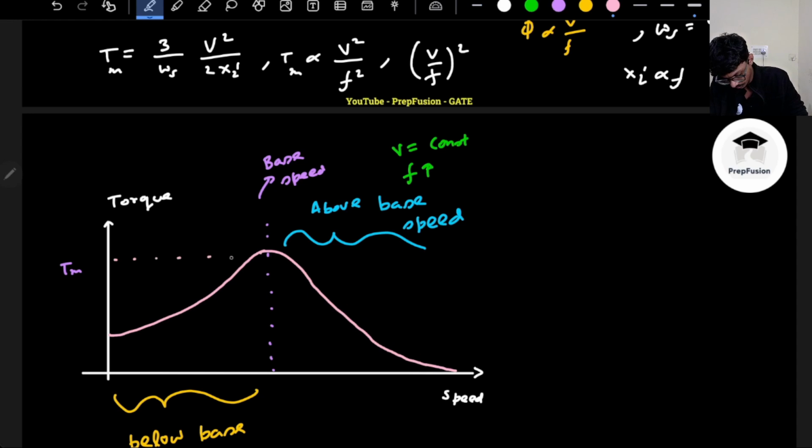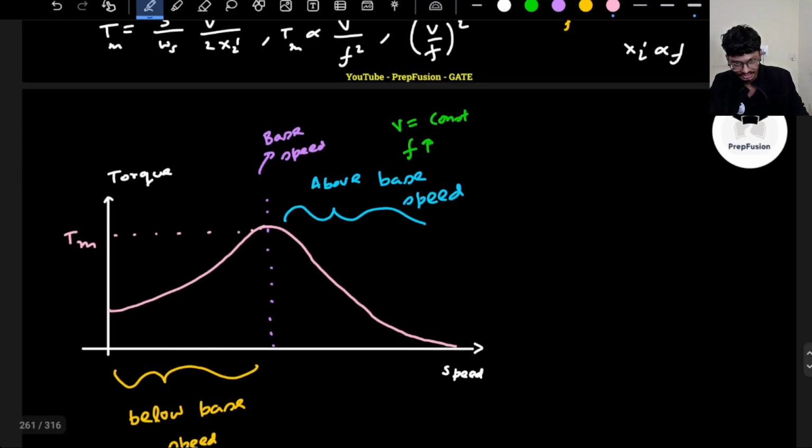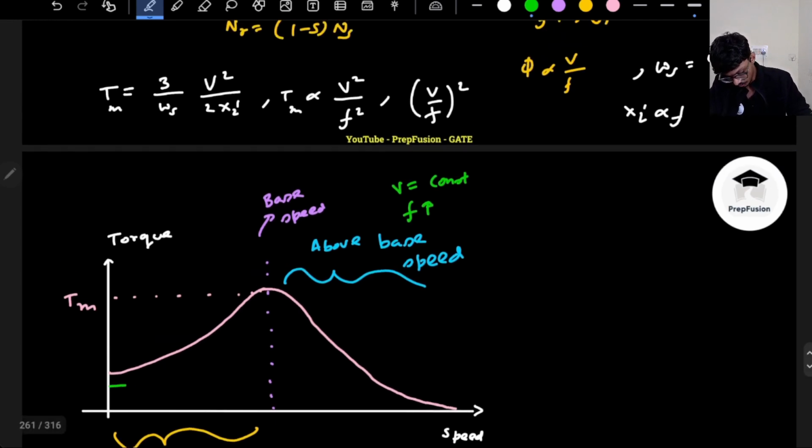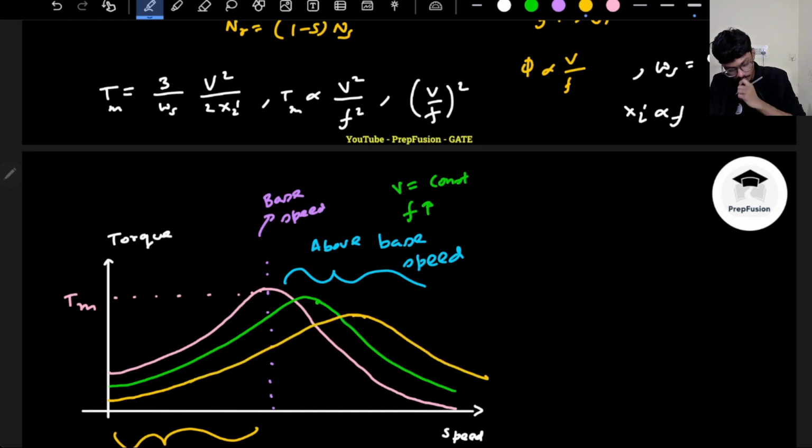This is the maximum torque. What is happening if I am going above base speed? Frequency will increase, but the voltage will be constant, hence the maximum torque will reduce. So overall the torque will reduce. If I plot the graphs for above base speed, overall the maximum torque will reduce. So if I am increasing the speed, overall torque will reduce.